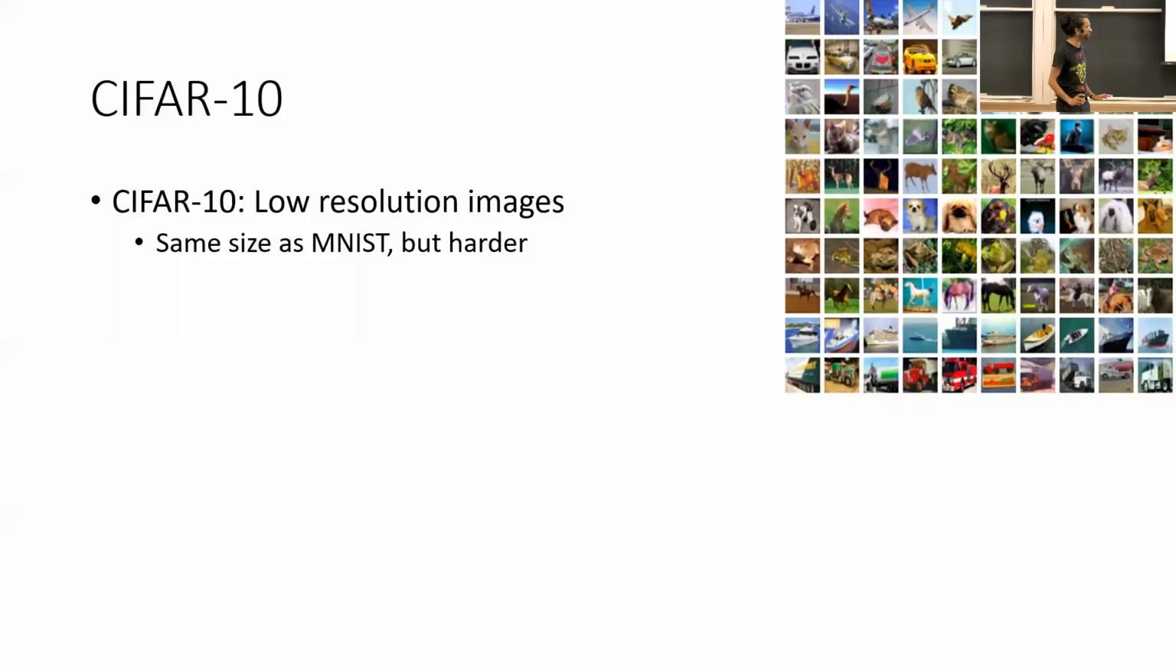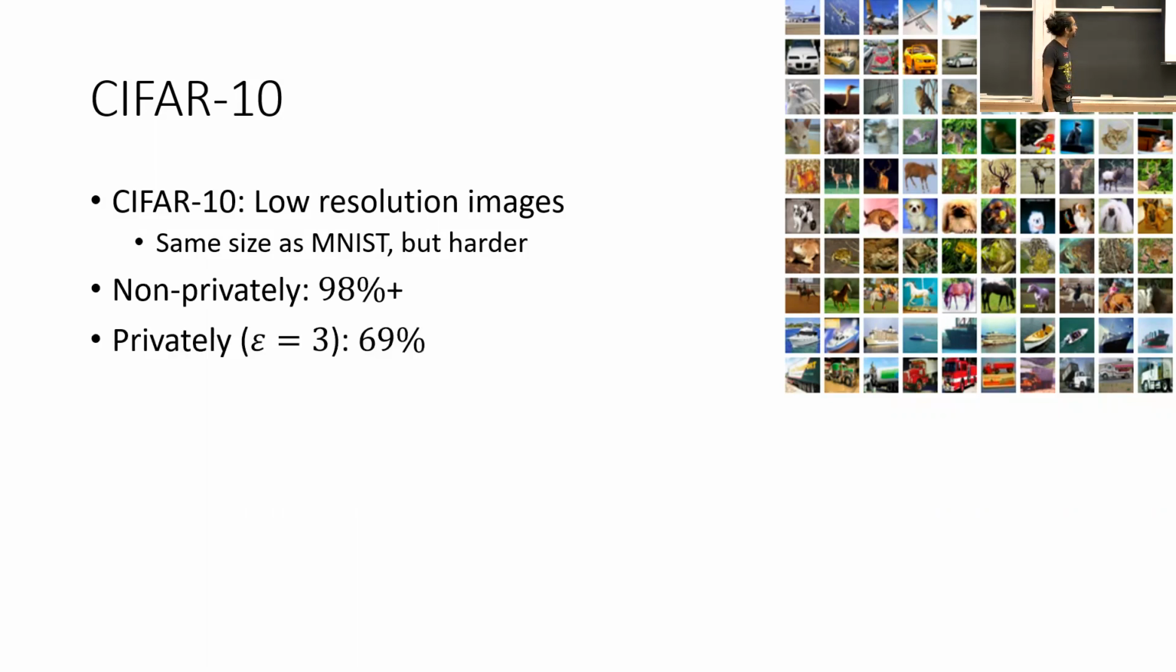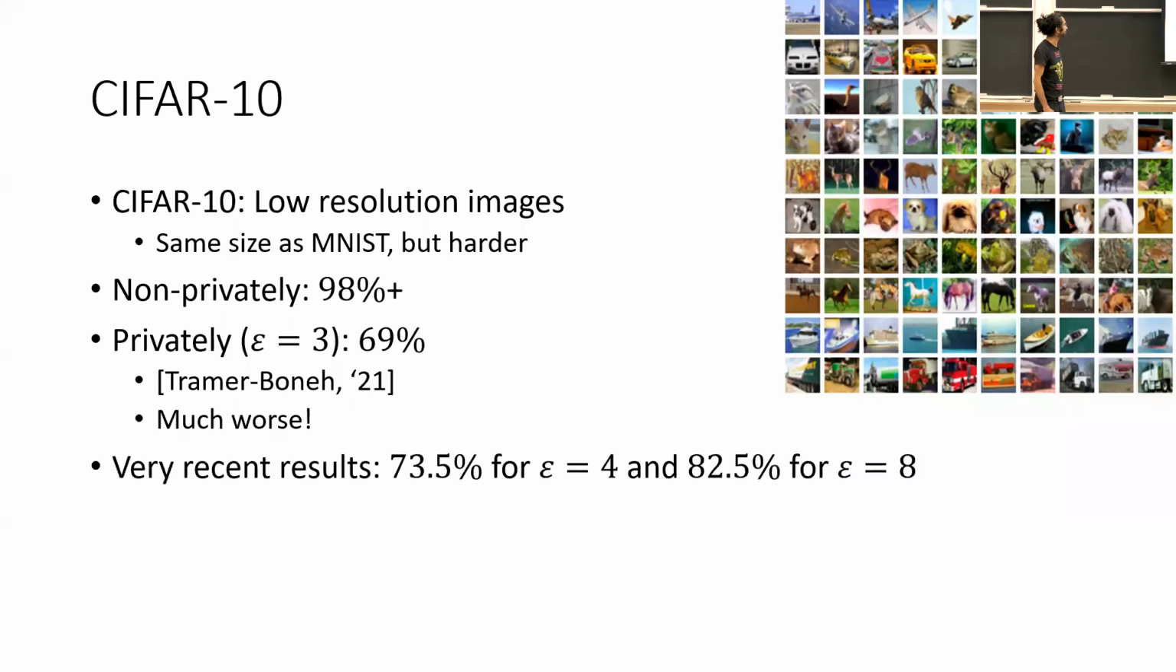So this is roughly the same size as MNIST if you ignore this factor of 3, but it's much harder, because a 0 is very clear, but these are not quite as clear. All dogs look quite different, so it's a harder task. Nonetheless, non-privately, you can do pretty well on this, say 98% plus. But privately, here we face a huge problem when it comes to accuracy. The accuracy drops from 98% plus, so about 2% error, to 30% error plus. This was again in Tramèr and Boneh, and there have been a few more recent results.